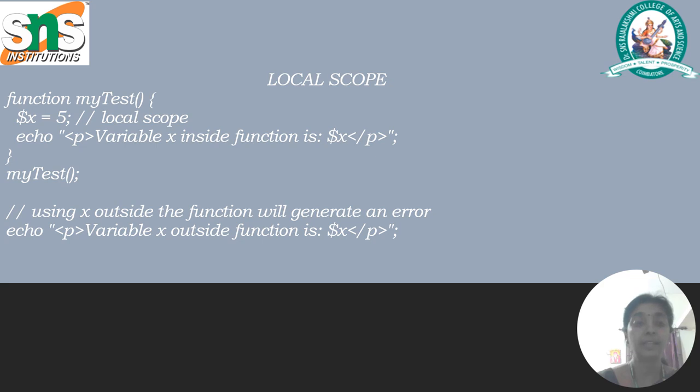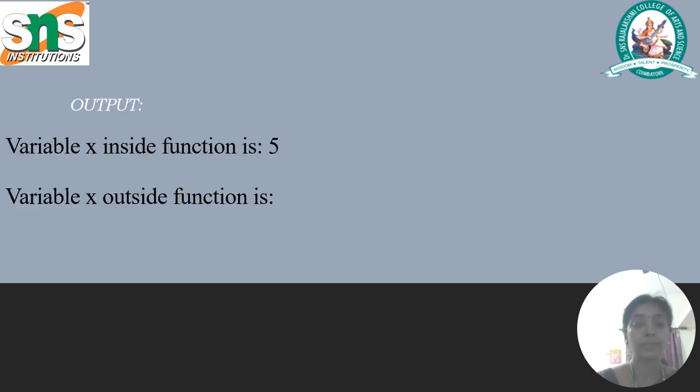Here, the variable value is 5. It will print variable x inside the function as 5. Outside the function, there is no value. It will print nothing. Variable x inside the function is 5. Variable x outside function has no value. This is called local scope.